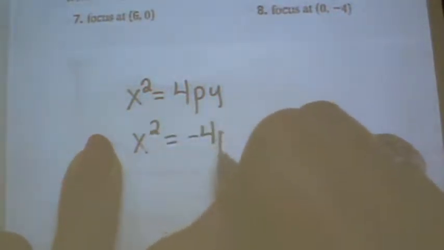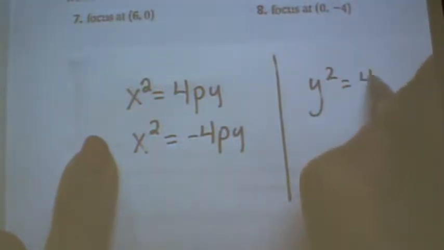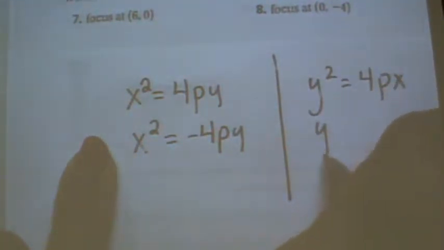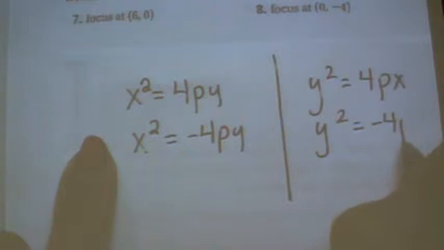All right, here's the 11.3 homework on parabolas. Now, I want you to remember that your equation is going to be either x squared equals 4py, x squared equals negative 4py, or y squared equals 4px, y squared equals negative 4px. It's one of these four.